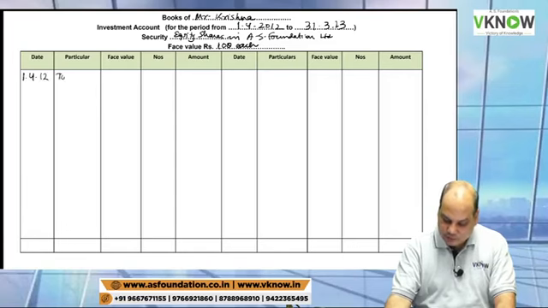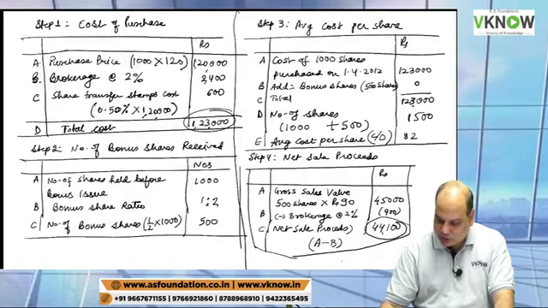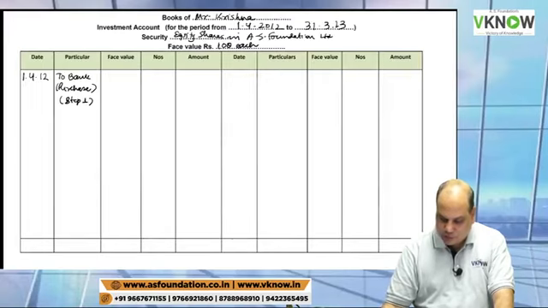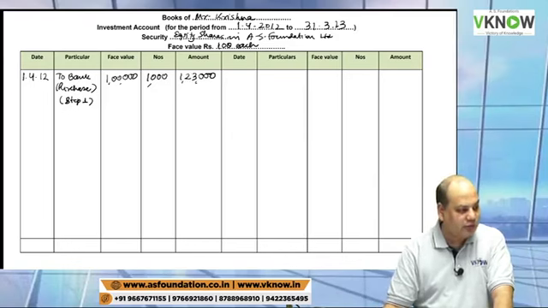1412. Bank, purchase. Step 1 or working note 1. You will see here on the screen 1,23,000 is the cost. Numbers purchased is 1000. So face value is 1 lakh. And the amount is 1,23,000. So yes is right.